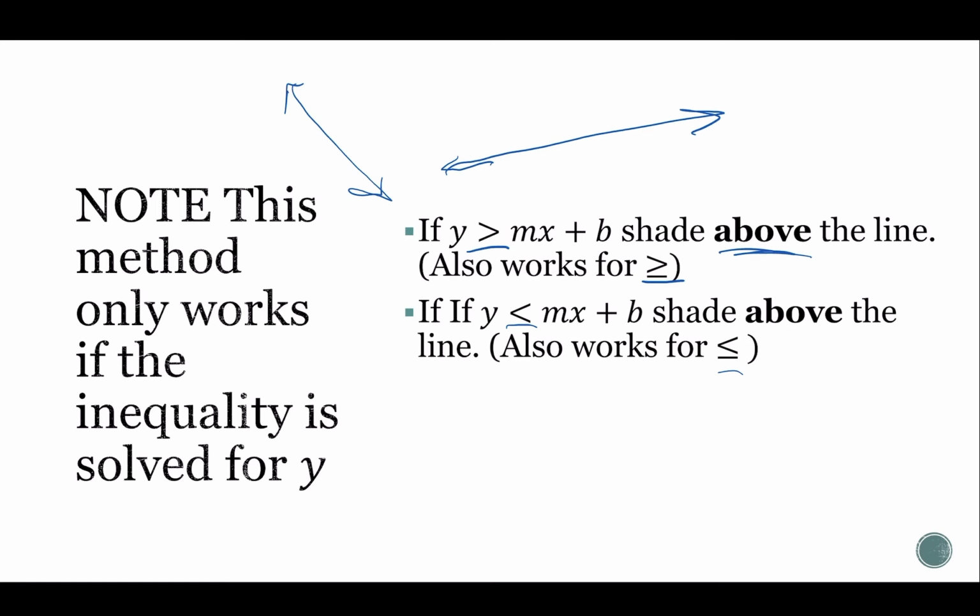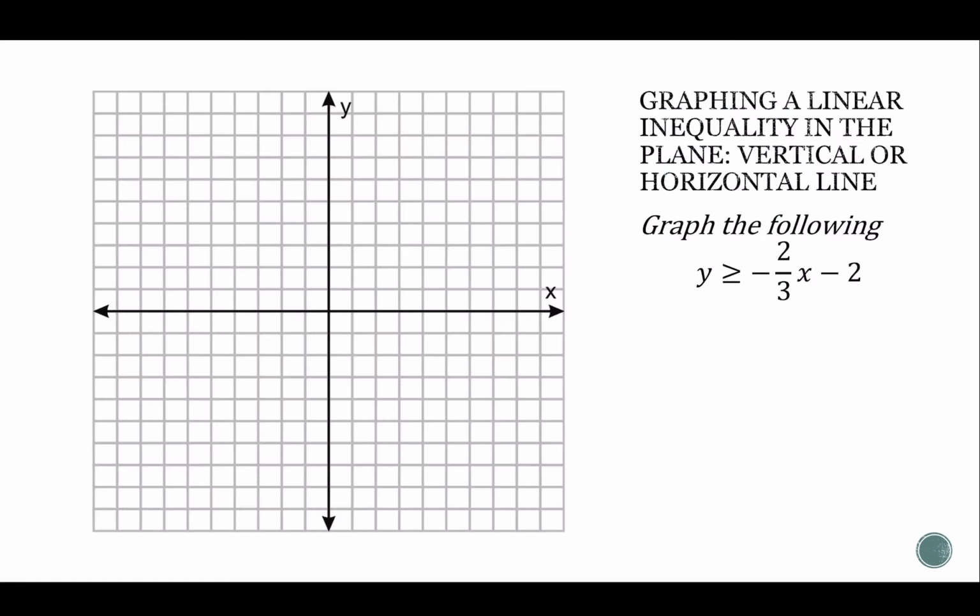So let's graph 3 linear inequalities. I have y is greater than or equal to negative 2/3 x minus 2. The first thing I notice is, okay, this means I have a solid line. I graph it like I would a linear equation. I plot my y-intercept. My slope's negative 2/3, so I go down 2 and 3 to the right. Down 2, to the right 1, 2, 3. And then I can go ahead and graph my line with a solid line.